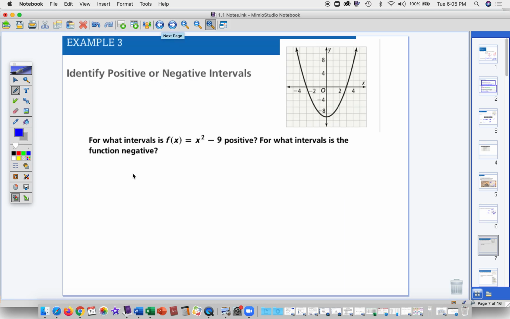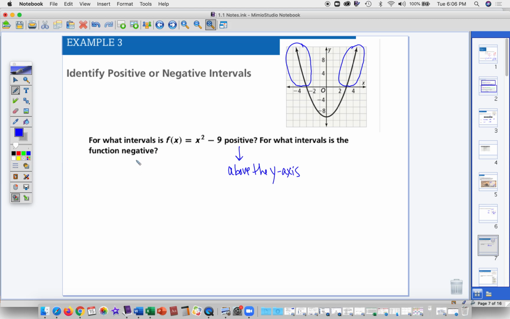Okay, this is our last example for part 1. We're going to identify the positive and negative intervals of this graph. For what intervals is f of x positive? Positive means above the x-axis. For a function to be positive, it means that the y values are positive. Function values are y values. So my graph is positive here and here.